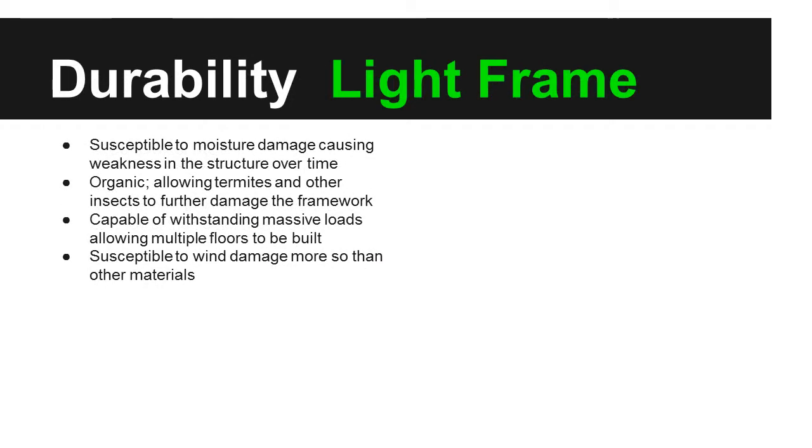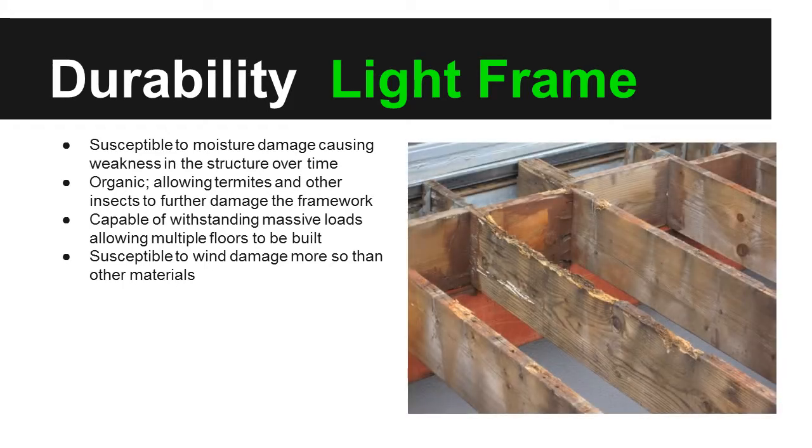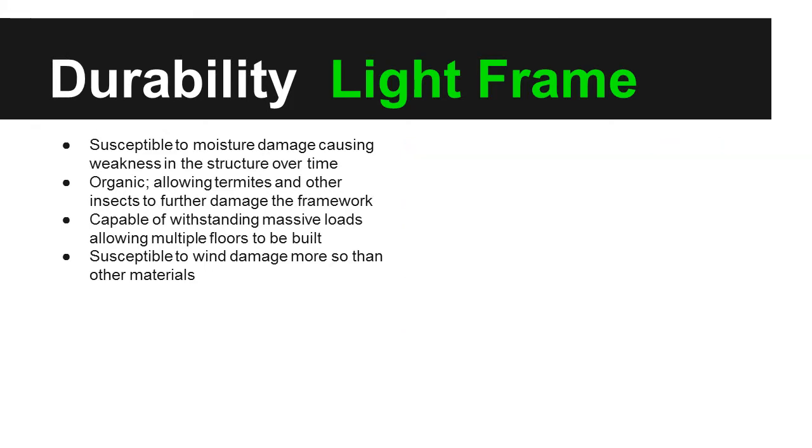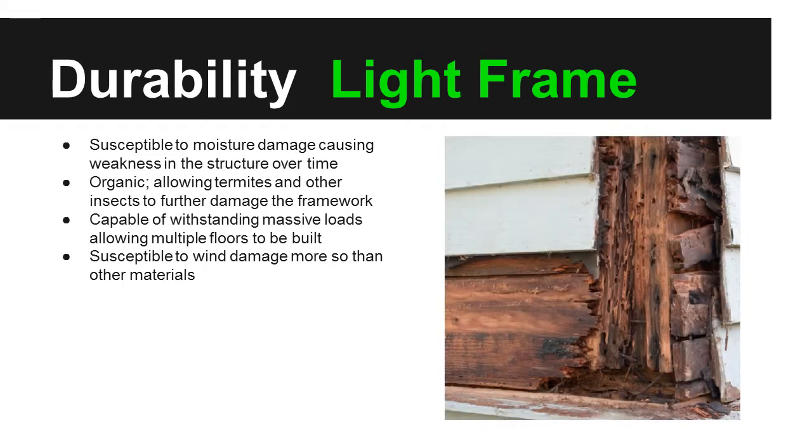Wood framework is not the most durable material on the market. However, it is one of the most cost-effective for what it is. Wood framework is susceptible to moisture damage from rain and condensation. This excessive moisture can lead to mold growth, which can weaken the longevity of the structure. Wood, being organic, can also attract termites and other insects, which can also weaken the structure.